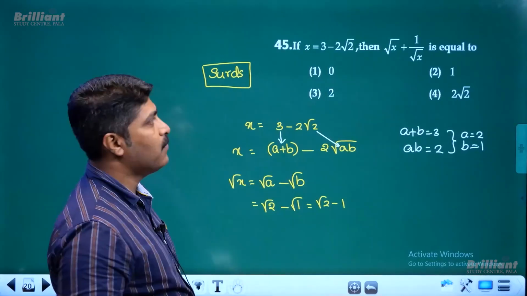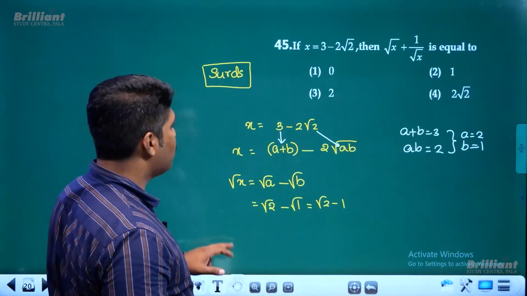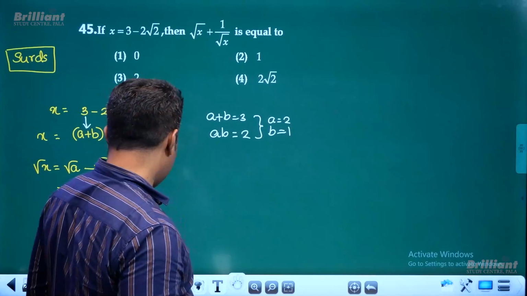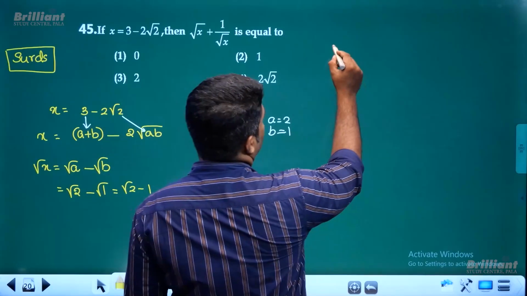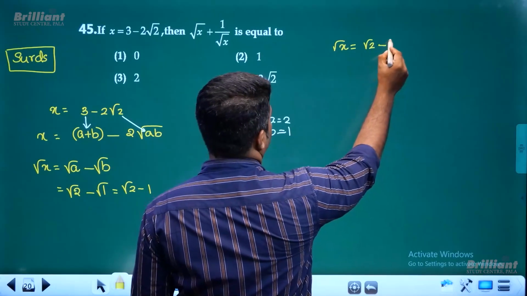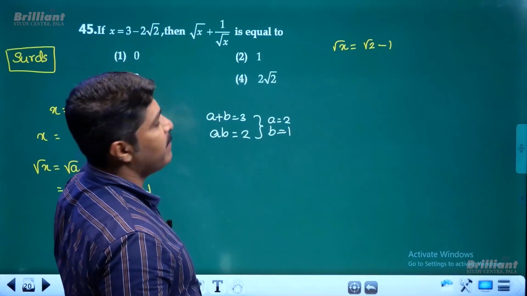We got what is root x. We are going to find out root x plus 1 by root x. How to solve it? So we got the value of root x as root 2 minus 1. Here root x, so that is root 2 minus 1. Why this minus? Just because our expression contains minus.